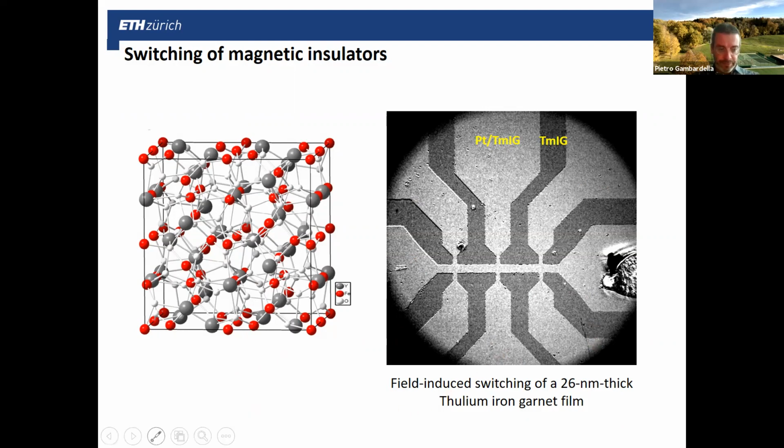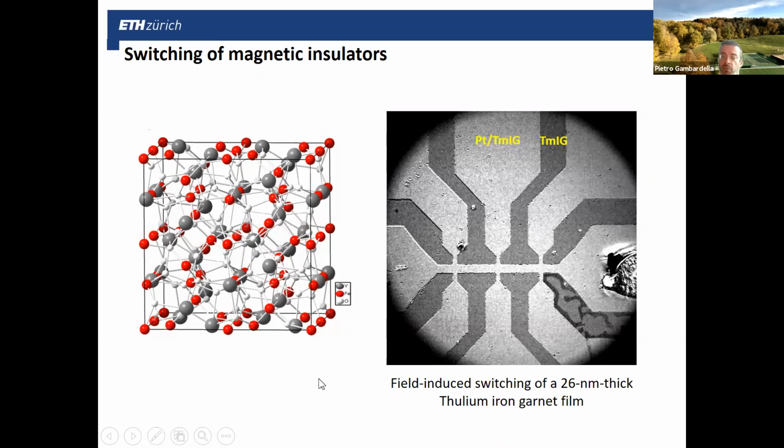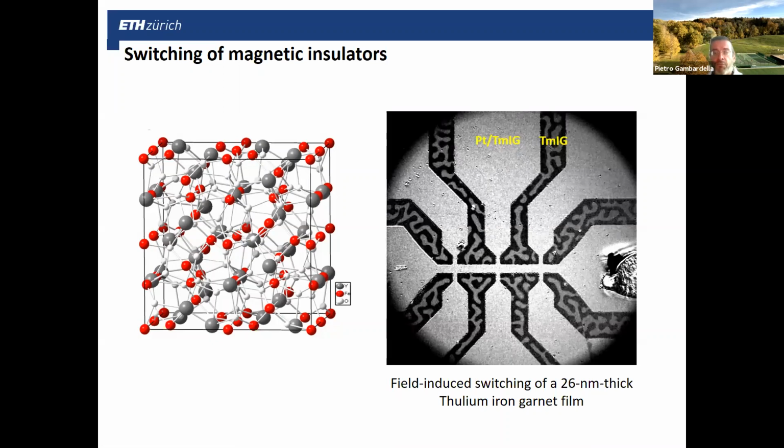And this is a classical classroom experiment where you show the magnetic domains in a garnet layer. And here we see a magneto-optical Kerr effect image taken as we apply a magnetic field perpendicular to the plane of the film. And what you see is that these stripe domains form in the garnet, right? And here I forgot to say that these white regions here are basically a platinum overlay in the shape of a Hall bar that we patterned on top of a continuous garnet film.